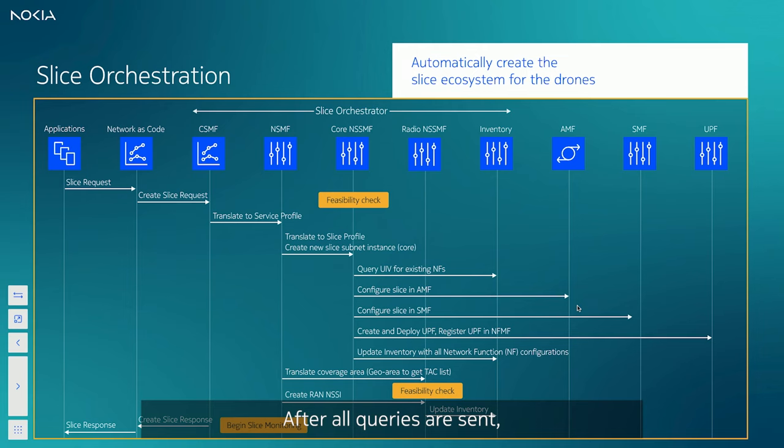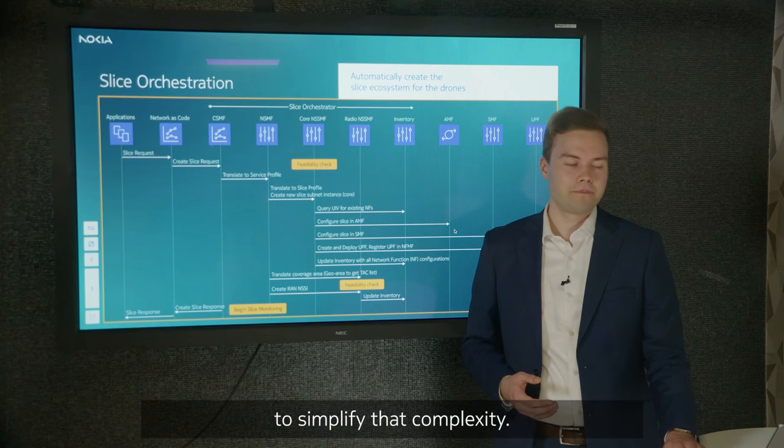After all queries are sent, it returns the slice response back to the application that the slice has been successfully provisioned to the network. You can see that there's a complex set of interactions with other downstream subsystems inside of the network environment just to create a new slice. And Network as Code has just helped us to simplify that complexity.